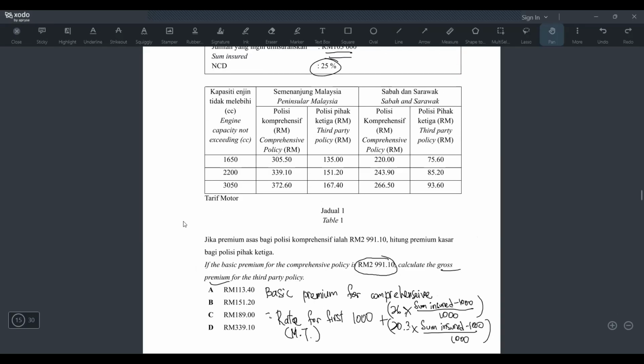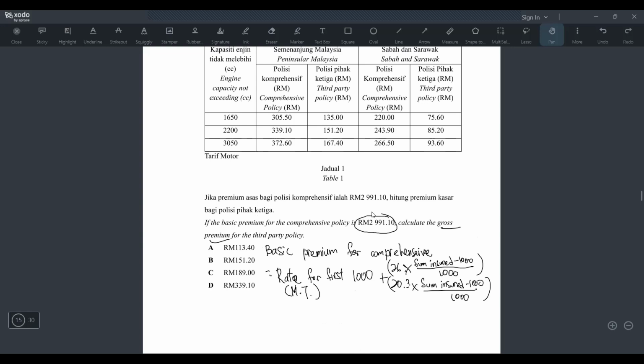Like you see this question, they never even tell you, right? So they say the basic premium for comprehensive is 299.1. So they already give me the answer for basic premium for comprehensive, but let's find it ourselves and verify whether my answers match with this or not.